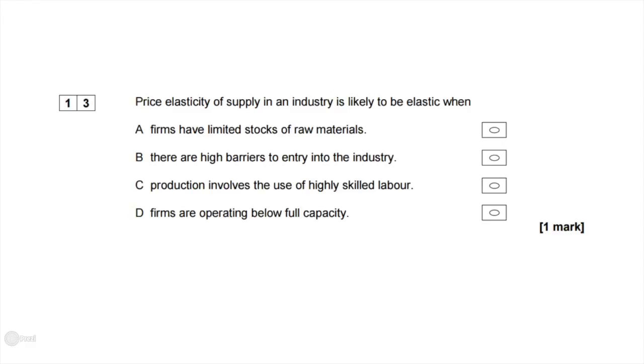C. Production involves the use of high-skilled labour. We can't really say too much about this because we don't know about the supply of high-skilled labour. And D. Firms operating below full capacity. If firms are operating below full capacity, it means that they can easily increase the amount that they are producing. So if the price increased, they would easily be able to produce more. So the answer for this question is D.